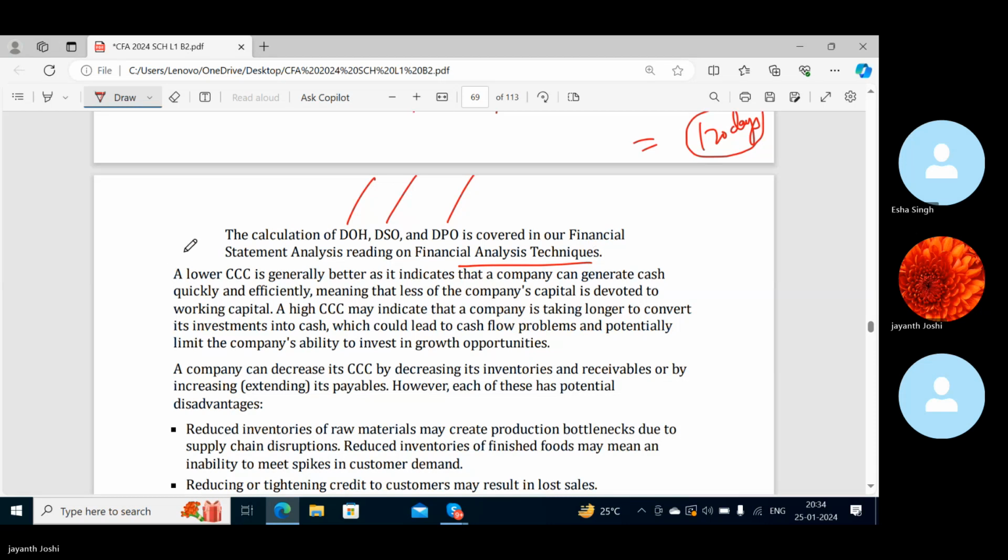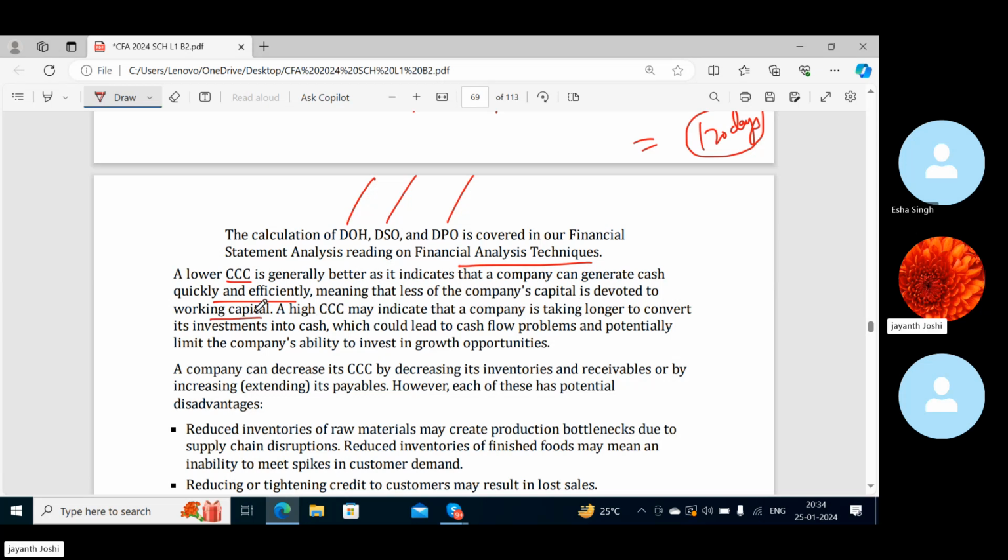Now you want a higher cash conversion cycle or lower cash conversion cycle? Of course, lower cash conversion cycle. The lower the cash conversion cycle, the lesser time we are taking to convert our inventory or receivables into cash, and we are making the payment to our suppliers, right? So a lower CCC is generally better, as it indicates that company can generate cash quickly and efficiently, meaning that less of the company's capital is devoted to working capital.